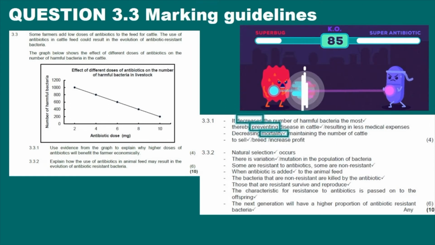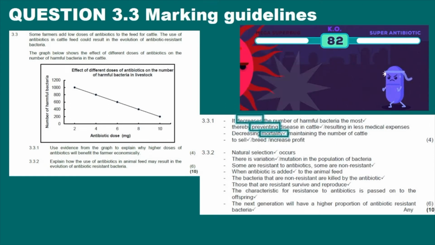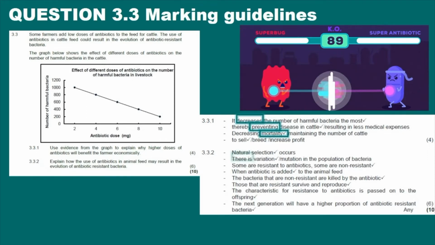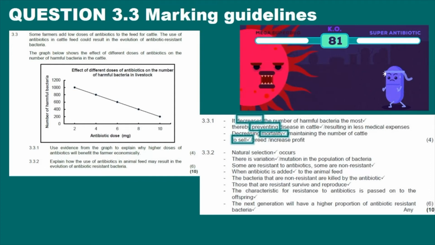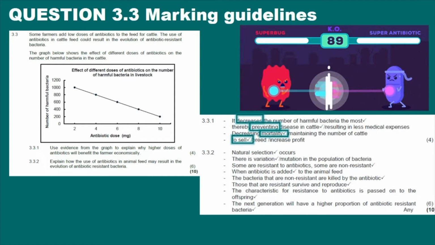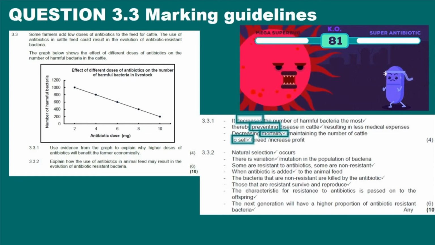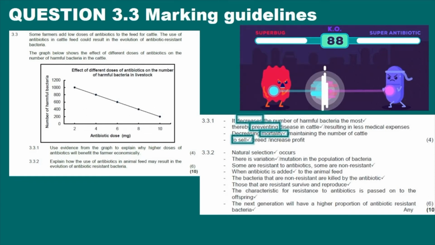So obviously a larger amount of cattle will survive for the farmer to sell or to breed, to increase his profits. Then question 3.3.2 says, explain how the use of antibiotics in animal feed may result in the evolution of antibiotic resistance.